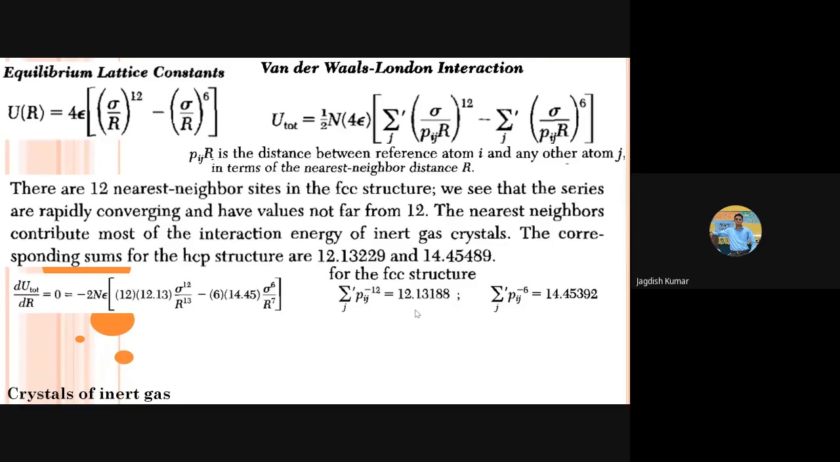He has retained only the first two digits, 12.13, that's sufficient. Okay, 14.45, 14.45. Now you get the derivative and let me know if you are able to get this expression or not. Okay, waiting for your response.